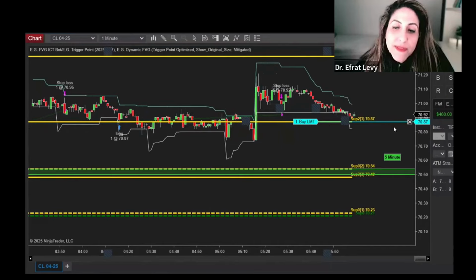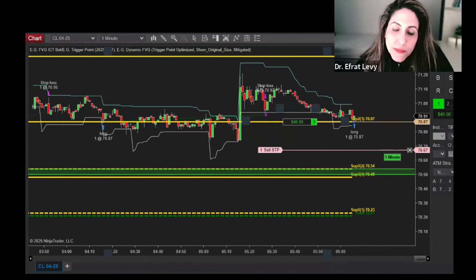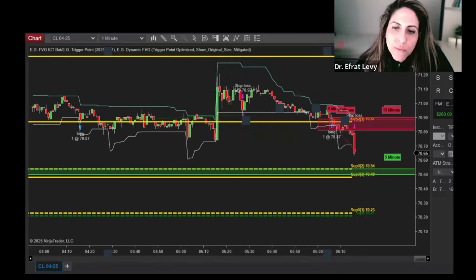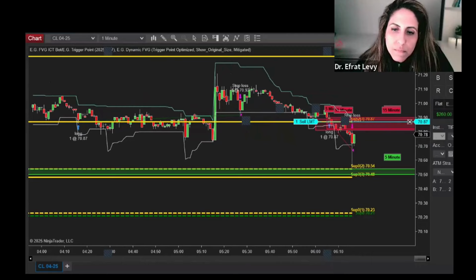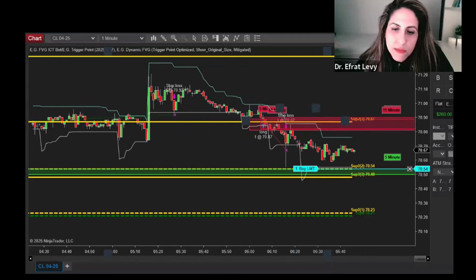Okay, so there's no fair value gap, but it takes some time for NinjaTrader to update. So you need to take into account technical bugs also sometimes.